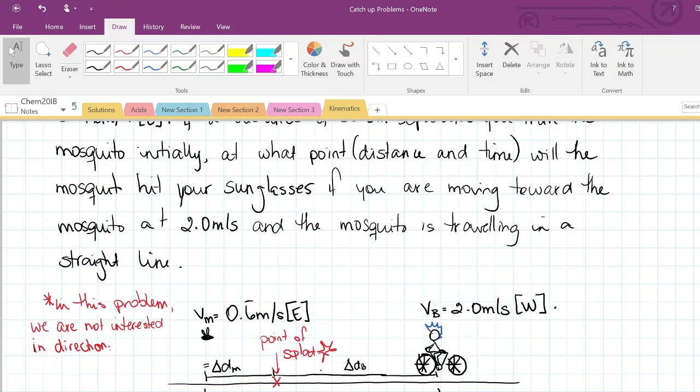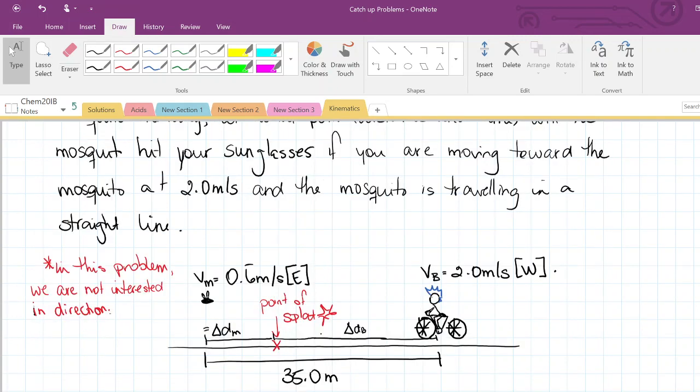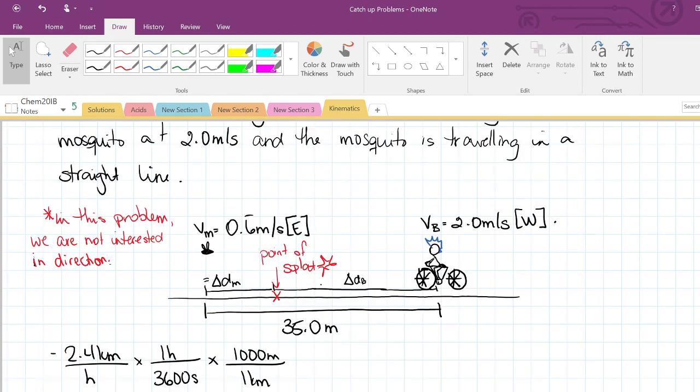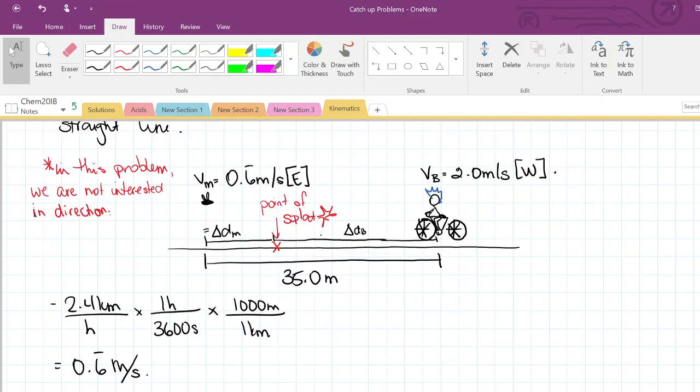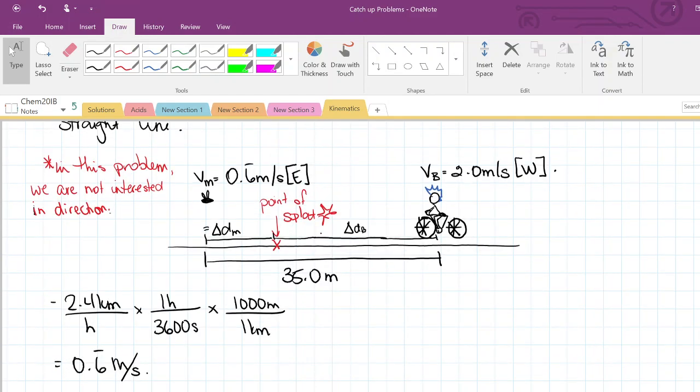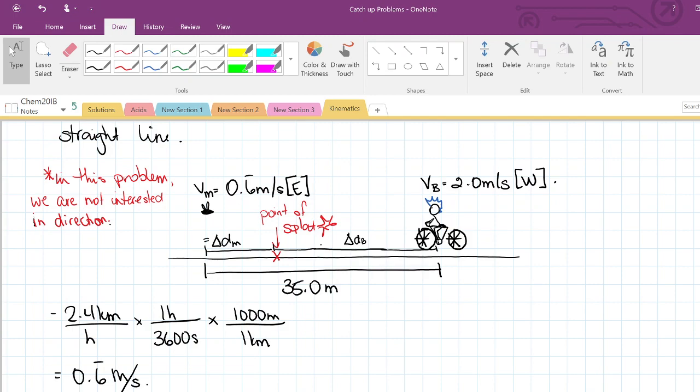So if I set up my little diagram here, I know that the separation between these two objects is 35 meters. They've given me the speed of 2.4 kilometers per hour for the mosquito, so I've converted this to meters per second, which is what my speed of the mosquito is, 0.6 meters per second. He's traveling east. My bike is traveling 2.0 meters per second west. So all that means is they're traveling toward each other.